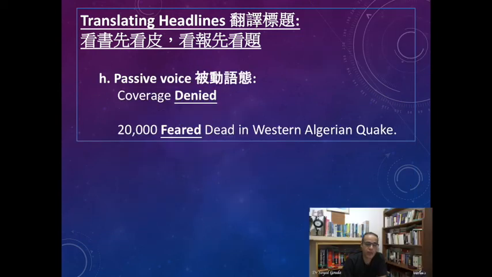You can use passive voice. It's recommended to use passive voice like "Coverage denied." Here you delete the auxiliary verbs, as in coverage was denied. Or for example "20,000 feared dead in Western Algerian quake." So this is in passive voice in order to save space in the headline.